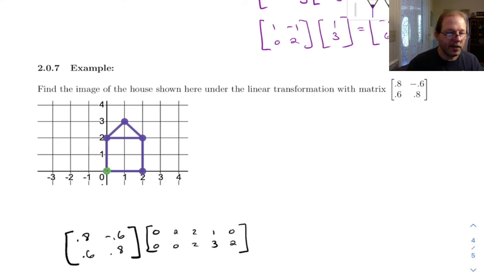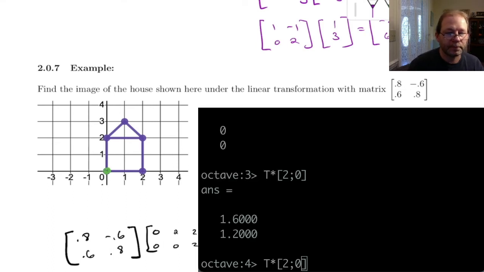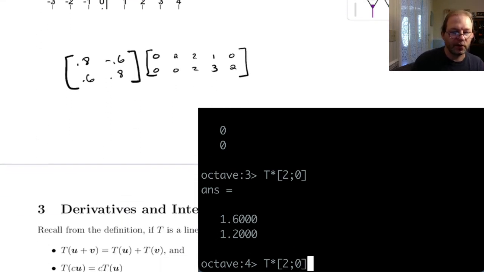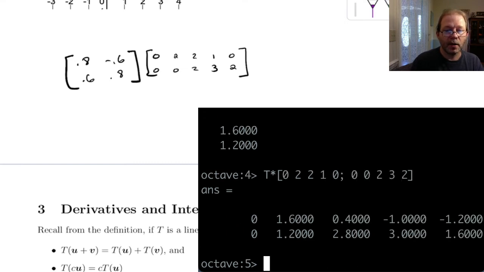So I've already got T in there. Now let's look at our matrix. We've got 0, 2, 2, 1, 0, 0, 0, 2, 3, 2. All right, when I multiply that out, I get this. 1, 2, 3, 4, 5. Okay, they're all on screen.